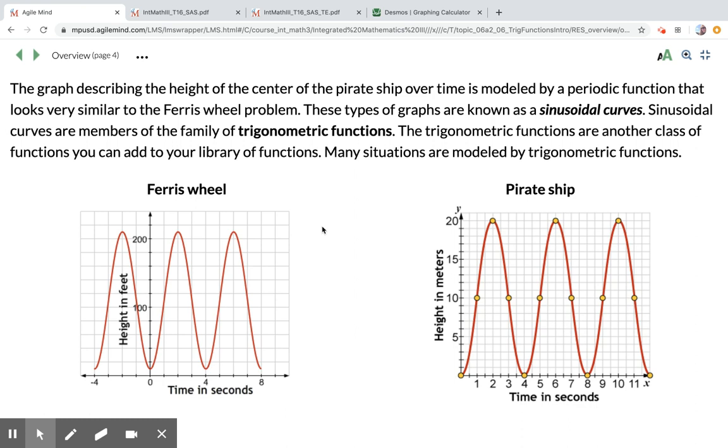These trigonometric functions are just another class of functions that we're adding on to all our stuff. Now, many situations are modeled by trigonometric functions. Lots and lots and lots of them. I mentioned sound waves. That is one of only a few. And of course, you can see your Ferris wheel and your pirate ship definitely have that trig function action going on too. So let's see if we can take this a little further.